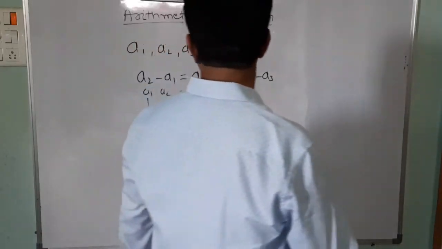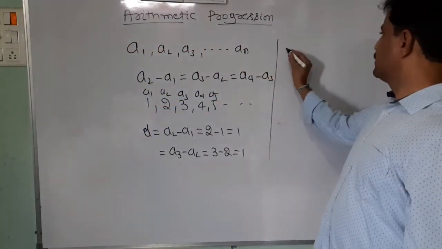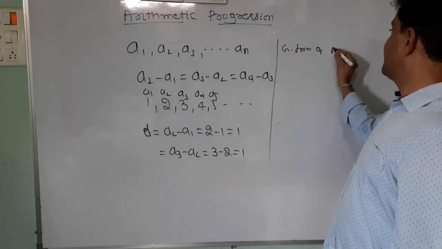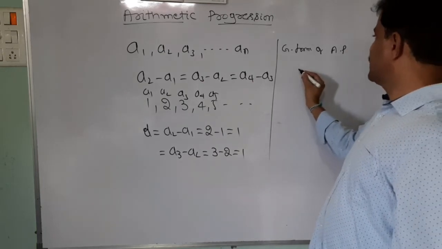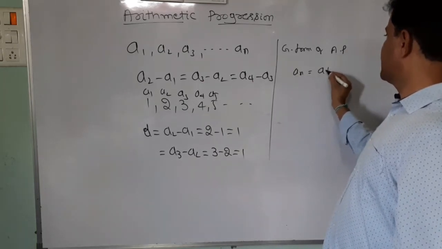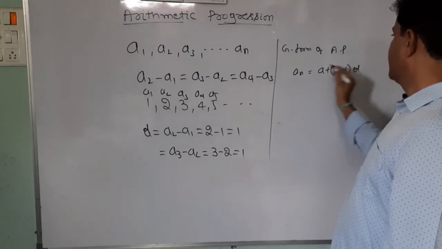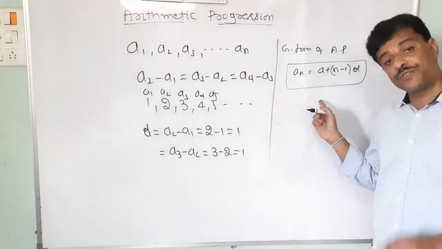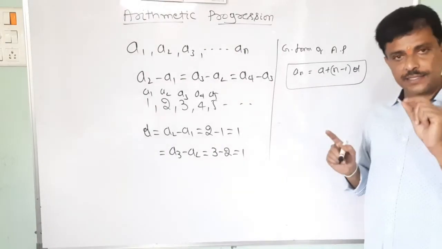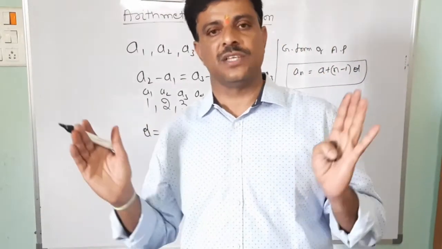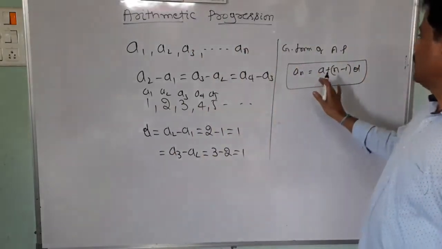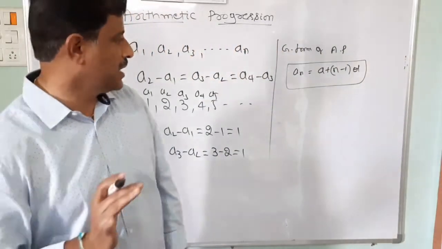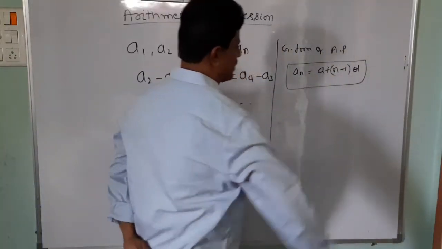So next, dear students, the general form of arithmetic progression: an is equal to a plus n minus 1 into d. This is the general form of the arithmetic progression formula. an is equal to a plus n minus 1 into d. Therefore, an is equal to a plus n minus 1 into d.